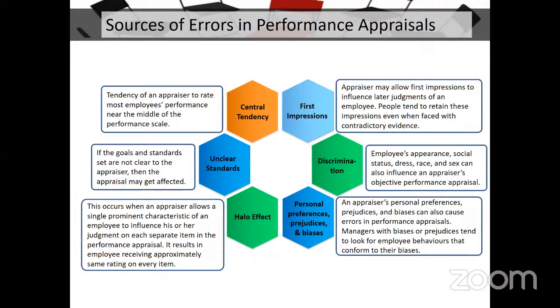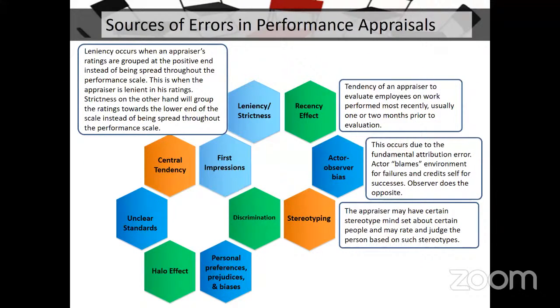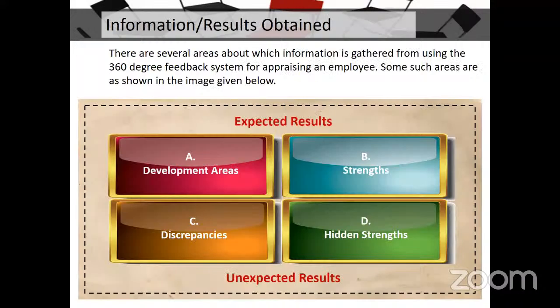We have the central tendency, and this is more like whereby a supervisor wants to show that everybody in their group performed. Then unclear standards, halo effect, the performance preferences, prejudice and biasness, and discrimination. And I think this is something that I've discussed intensively as we are going through our discussions. Then we have leniency. I think we all understand what that is all about.